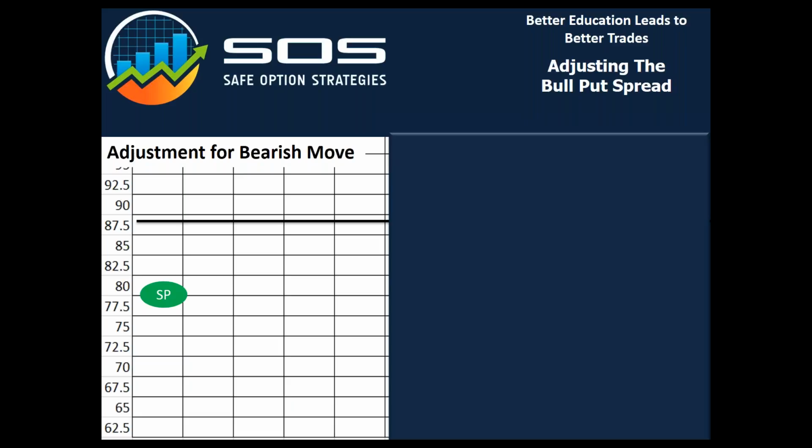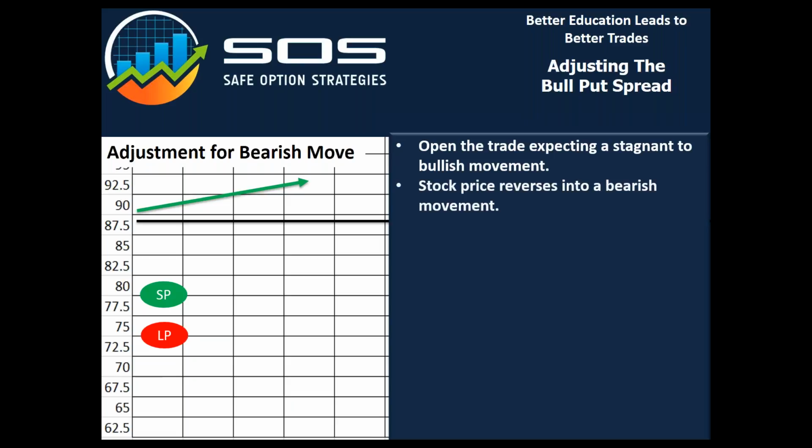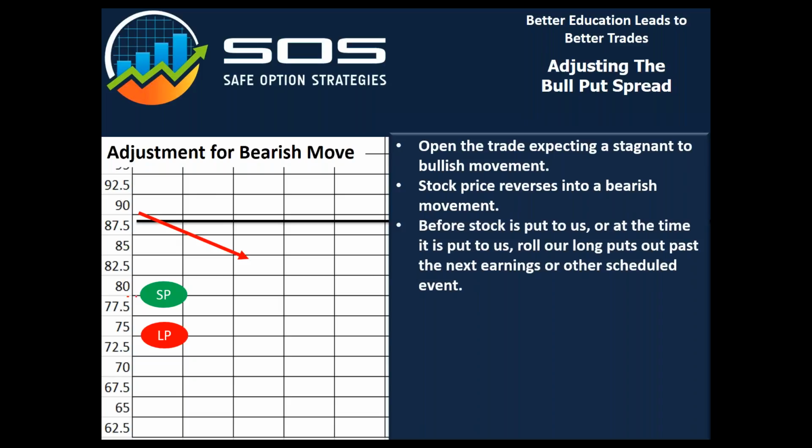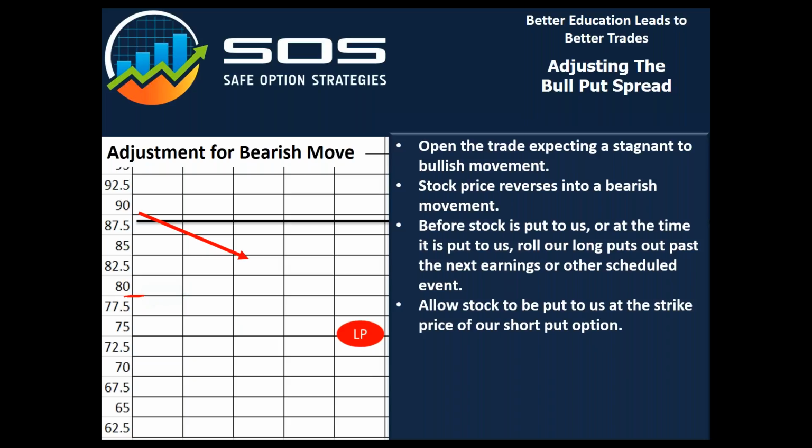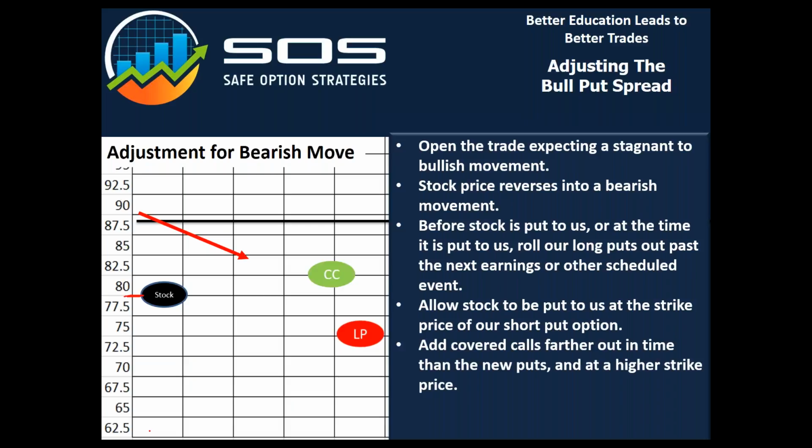The most preferable adjustment to a bull put spread that is moving against you is to either preemptively roll your long puts out in time, or wait until stock is put to you at the short put strike price and then roll your long puts out in time and add a short call at the time the stock is put to us, and turn this trade into a collar trade.